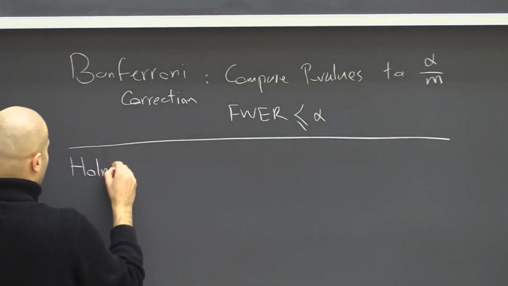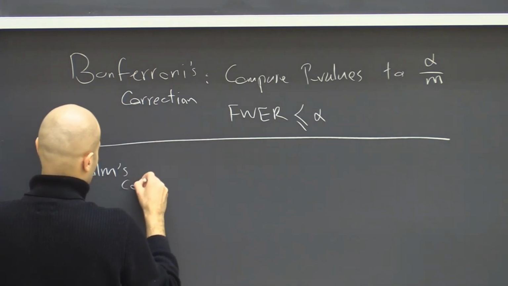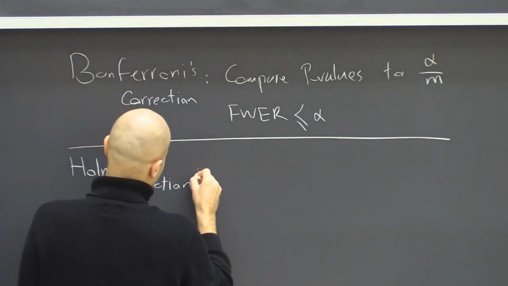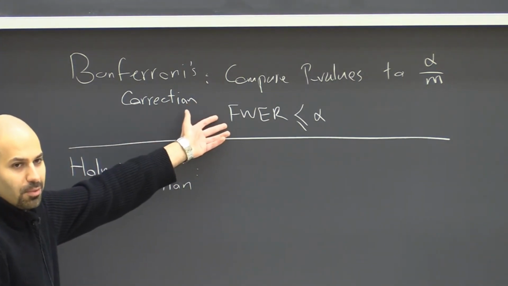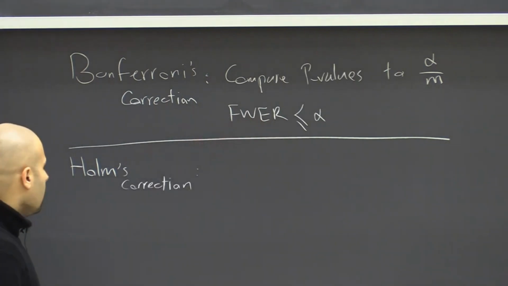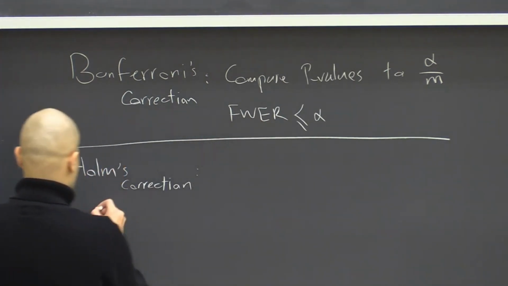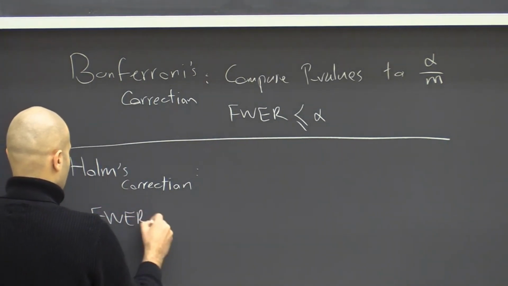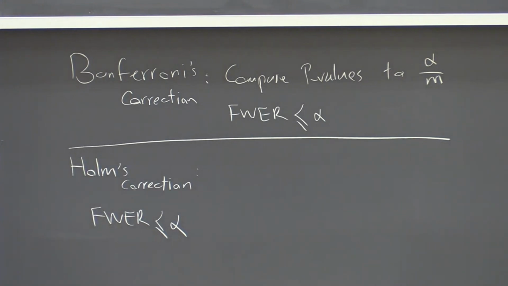So there's another method, Holm's correction. It's a bit more complicated than this. I guess anything would be more complicated than this because this is very simple. When we have m tests, just don't compare to alpha. Compare to alpha over m, that's it. This one is a bit more complicated, but it actually guarantees the same thing. So also this one guarantees that family-wise error rate is bounded by alpha.